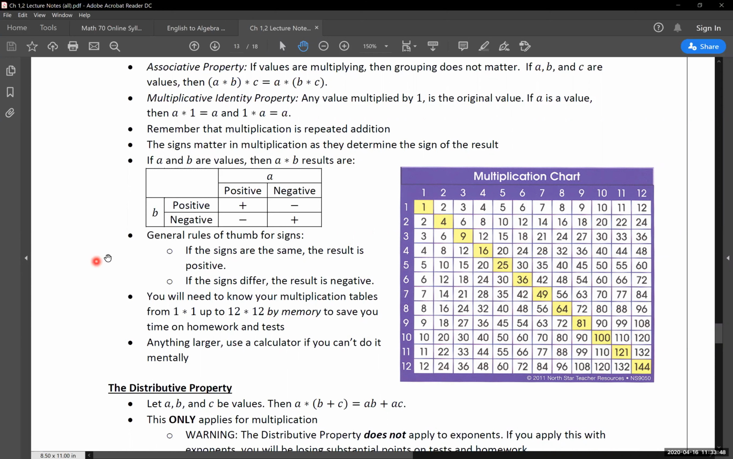I also try to make a general rule of thumb if you're trying to do any of these sign operations and remember what the result is going to be. If the signs are the same, the result is positive. So we have positive, positive here, negative, negative there. If the signs differ from one another, one's positive, one's negative, it doesn't matter which one's which, then the result is going to be negative. So I'm trying to get these in here for you guys because I think this is really helpful when having to work with signs.